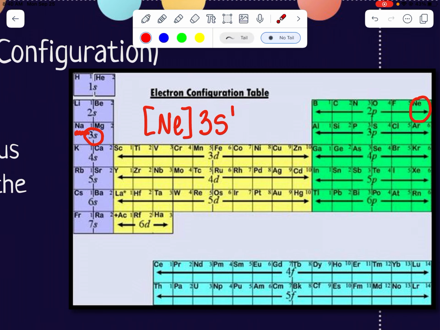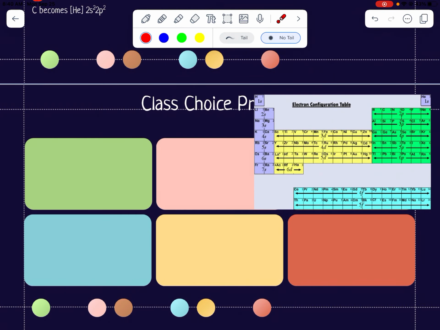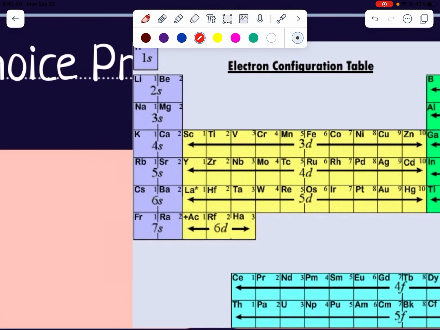Again, follow my pointer. You go to your element, you go to the row above it, you get the noble gas that came at the end of that row, which is neon. That represents the first 10 electrons, and then you continue on with the row where your element is located as normal. Okay, we're going to do some class choice here. The first element that I'm going to pick for us to do together is the element chromium.